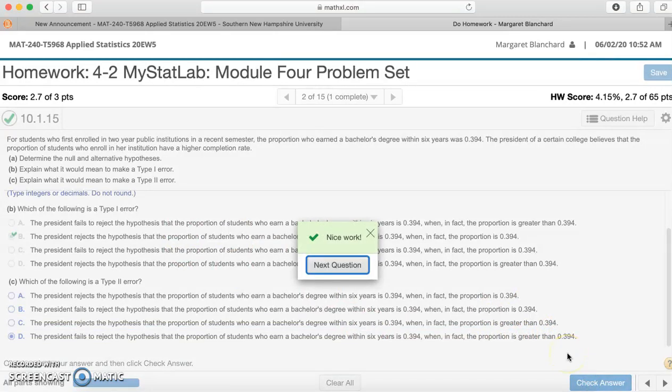So that's how you understand how to set up the hypotheses and the type 1 and type 2 error. If you have any questions about that, let me know.